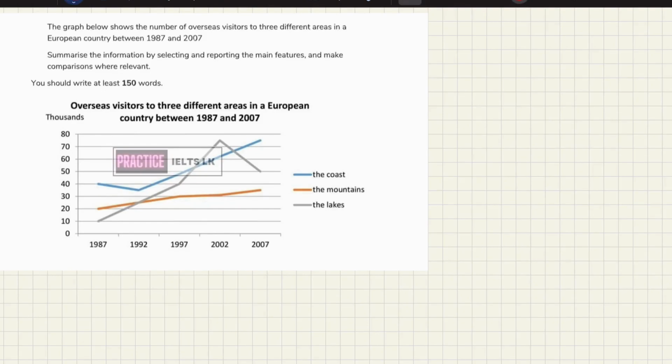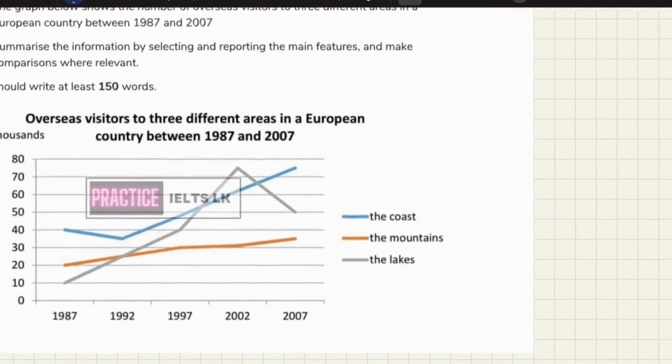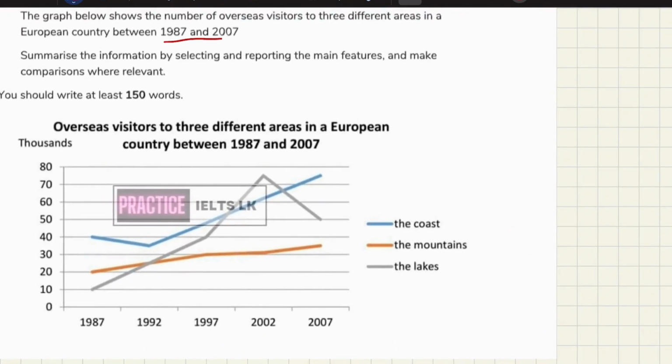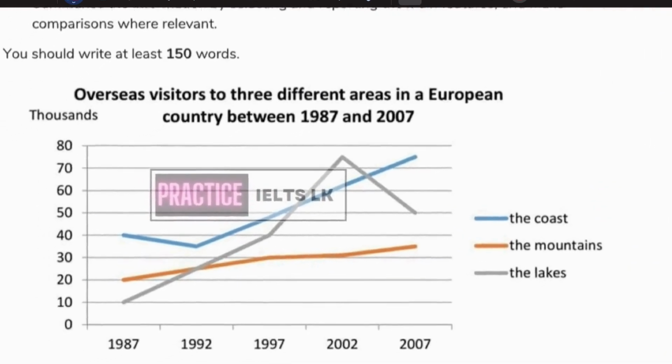Okay guys, this was the question a couple of days ago, and here we had a line graph. As you can see, this graph shows the number of overseas visitors to three different areas in a European country between 1987 to 2007. That means this one has already happened. That means a past event.